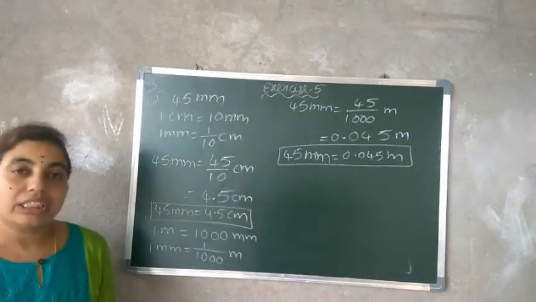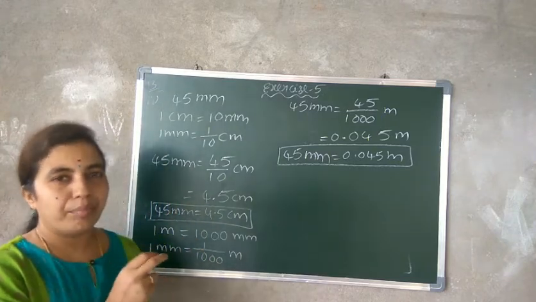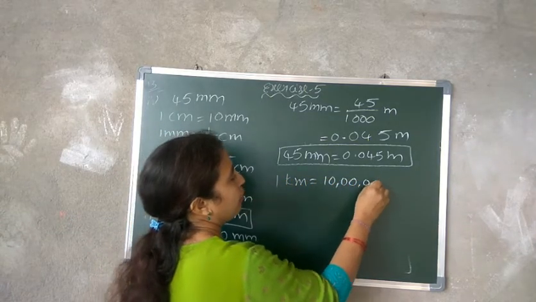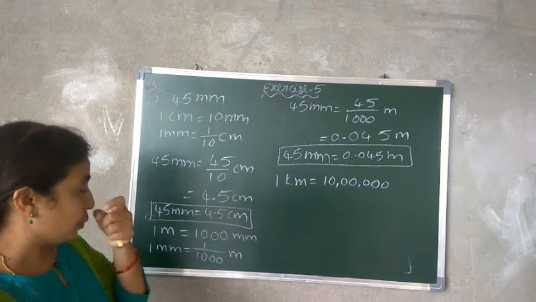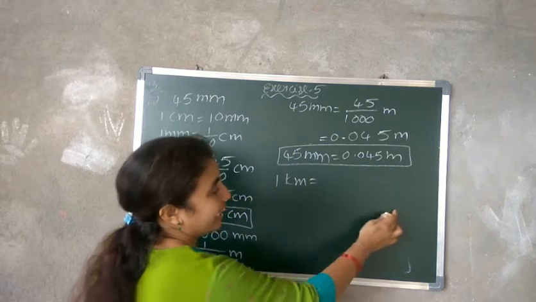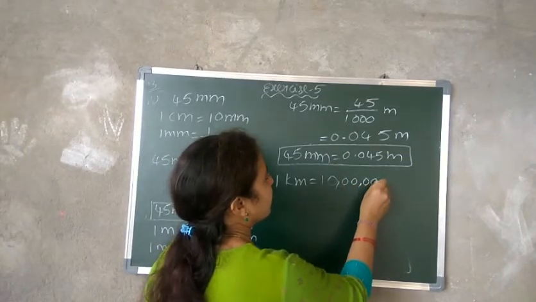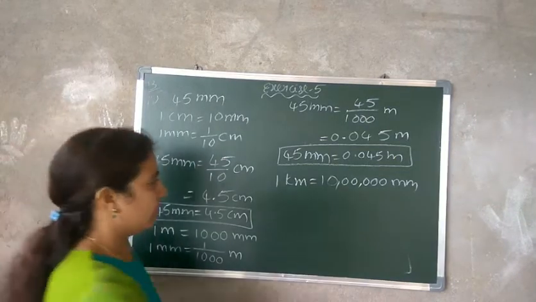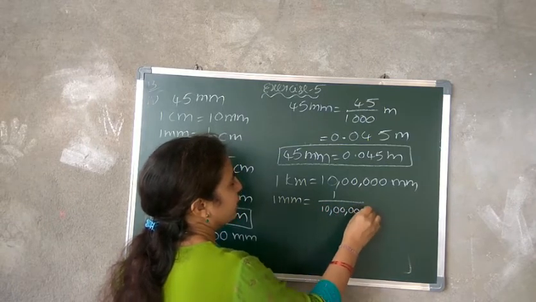Now again we have to convert this into kilometers. In the previous case we have written 1 kilometer is equal to 1 lakh centimeters. That means 1 kilometer is equal to 10 lakhs millimeters. So 1 millimeter is equal to 1 by 10 lakhs kilometers.